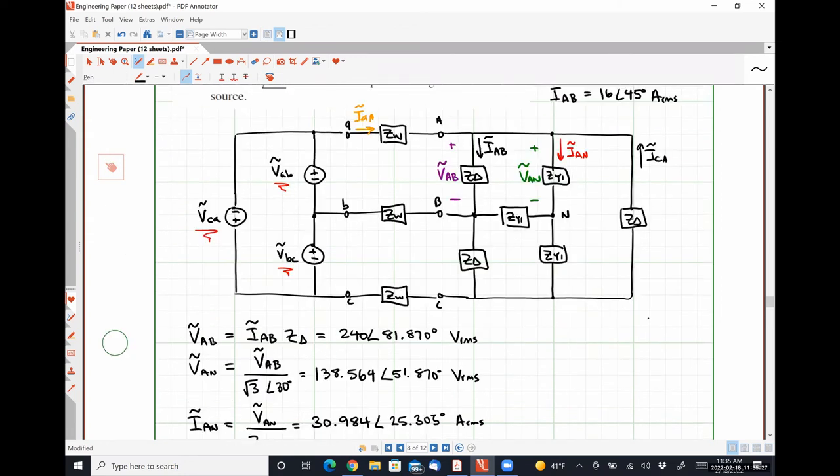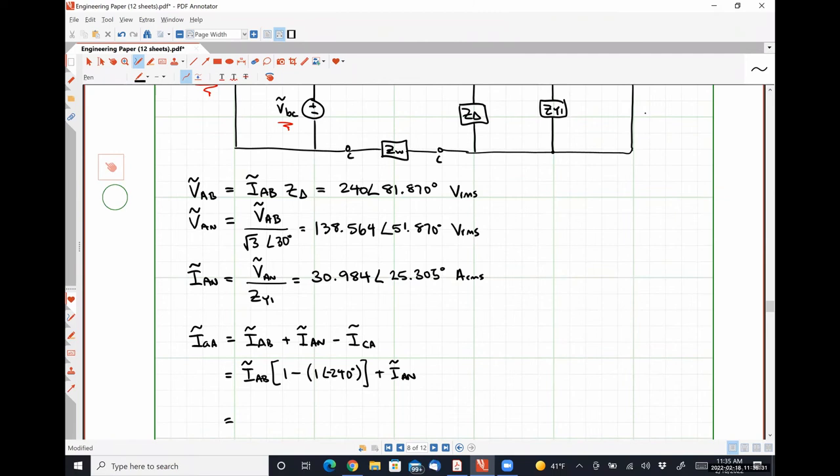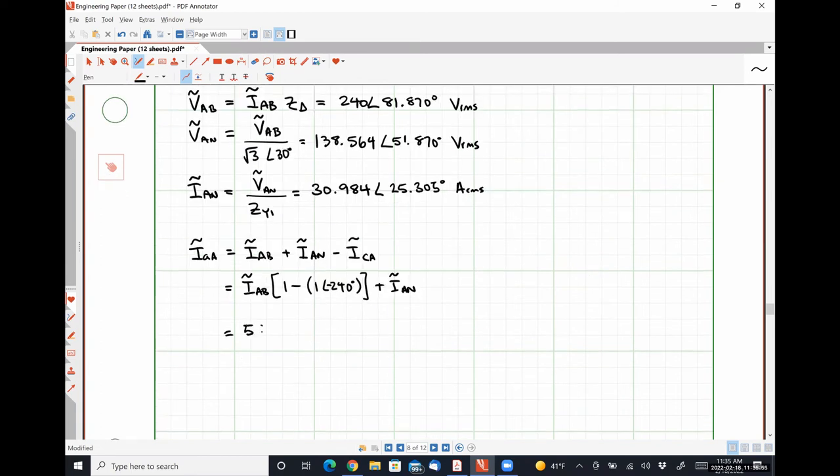So let's see, IAB was given to us 16 angle 45. One minus one angle negative 240 plus the variable that I have stored as Z. I get 58.460 angle 20.440 degrees amps RMS. Anybody verify that? Okay.